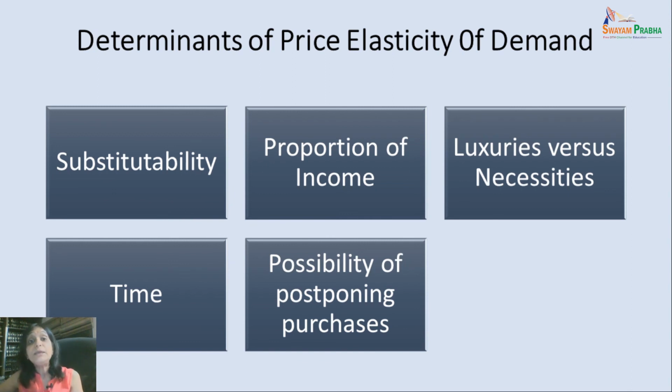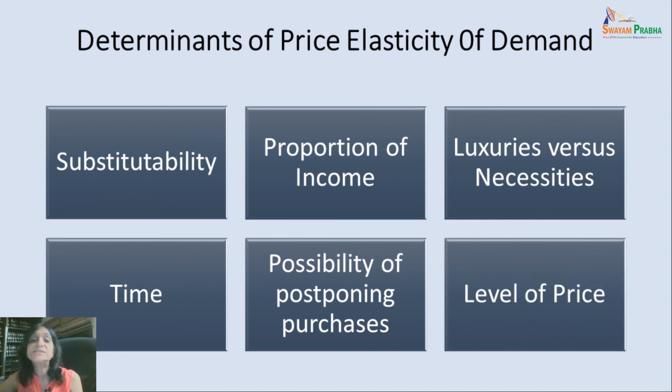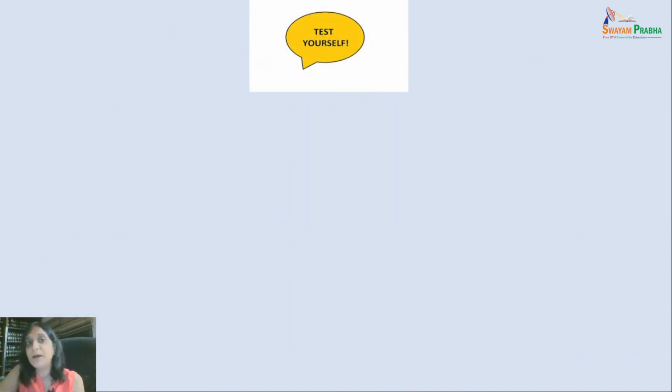Whereas if you are unable to postpone it, you need it right now, even though the prices are rising, the demand will become inelastic. And then last is the level of price, whether the price is high or low. This is related to the figure which we have seen, the linear demand curve. At higher price levels, the demand is elastic. At lower price levels, the demand is inelastic. So these are the determinants of your price elasticity of demand.